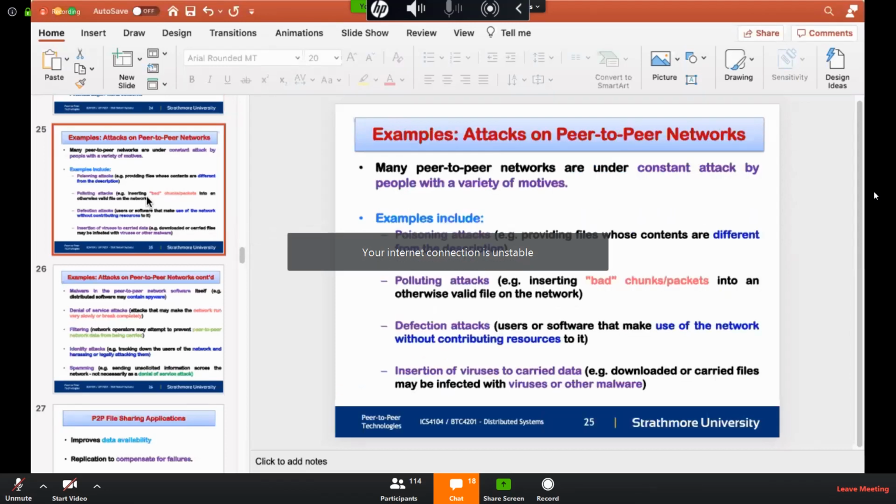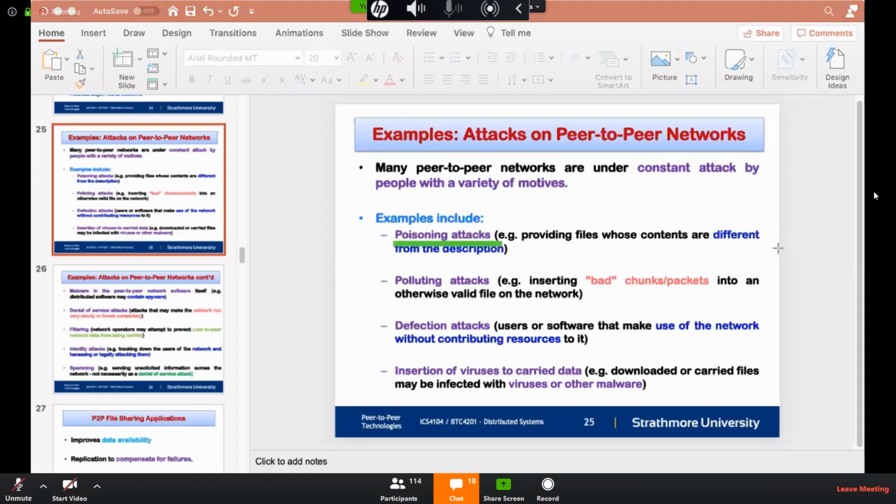Here, this is something I just picked up. In fact, it is one of the files I've shared with you online, on e-learning. These are examples of some of the problems you can have. You can have poisoning attacks, providing files whose content is different from the description you are getting. I'm sure you have tried to download something, someone tells you to go to this particular link, you go there, and what you're looking for is not the correct one. Then polluting attacks, where we have bad checksums and bad chunks added to that.